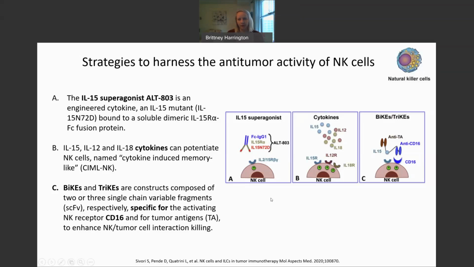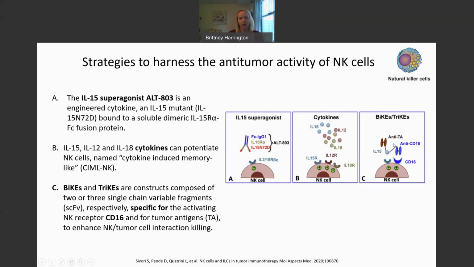These bikes and trikes are interesting strategies. So they again use the activating receptor CD16. So they make a single chain variable fragment, which is the variable fragment region of an antibody, to bind to the CD16 and activate it. But they also add in IL-15 to activate the NK cells, so they have like a bifunctional effect, so double activation through two receptors, because they bind and they won't come off, or they won't switch off.